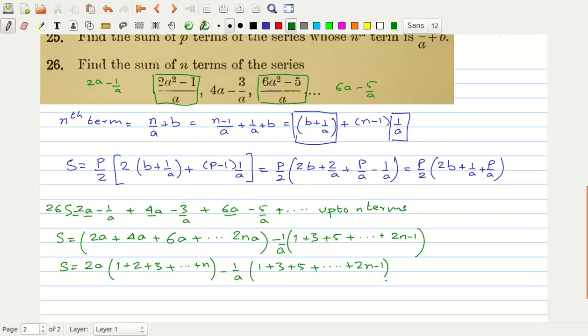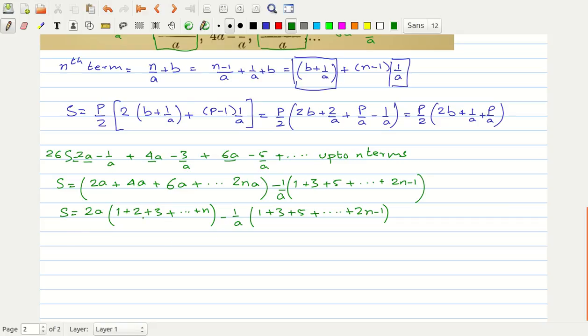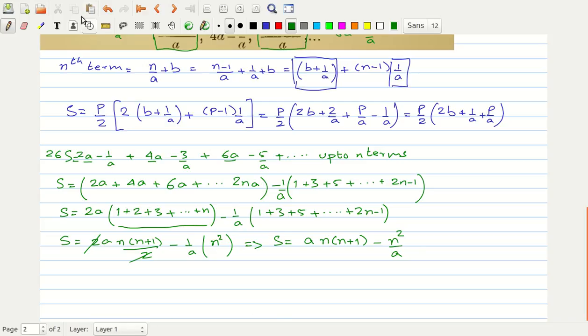Now if you remember problem number 17 from this chapter, we have already solved these sequences, right. S is equal to 2a times, this is the sum of n natural numbers. So sum of n natural numbers is n into n plus 1 divided by 2 minus 1 by a, this is sum of n odd numbers, this is simply n square, right. So this 2 cancels and you get S is equal to a times n plus 1 minus n square by a. So this is the sum of the series that is asked in problem number 26.